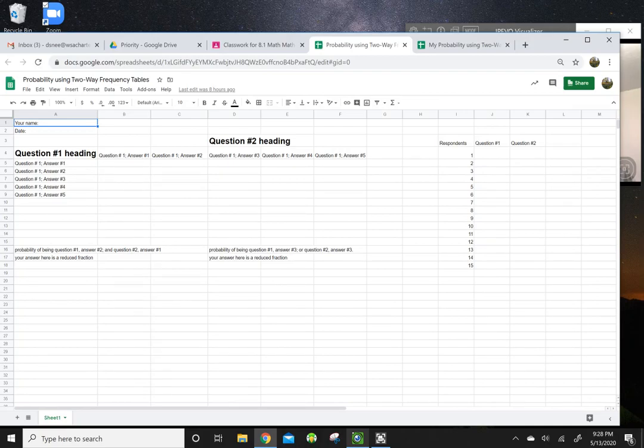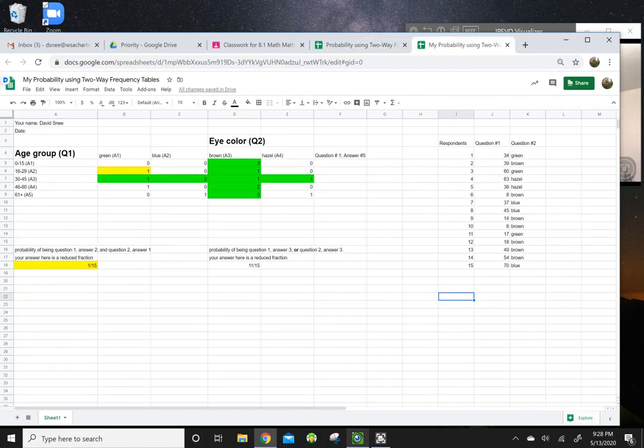And I'm going to include my example. My example is right here. I've got a completed frequency table. My frequency table is this right here. So I have question 1. I asked, how old are you?